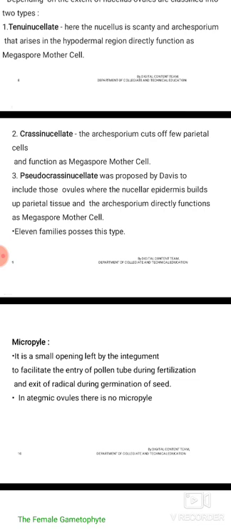Coming to the next one, that is the micropyle. Micropyle is a small opening left by the integument to facilitate the entry of the pollen tube during fertilization and exit of the radicle during germination of the seed. In ategmic ovules, there is no micropyle.